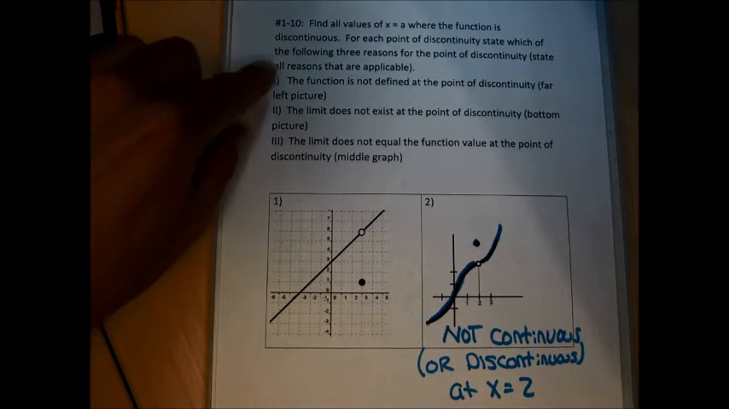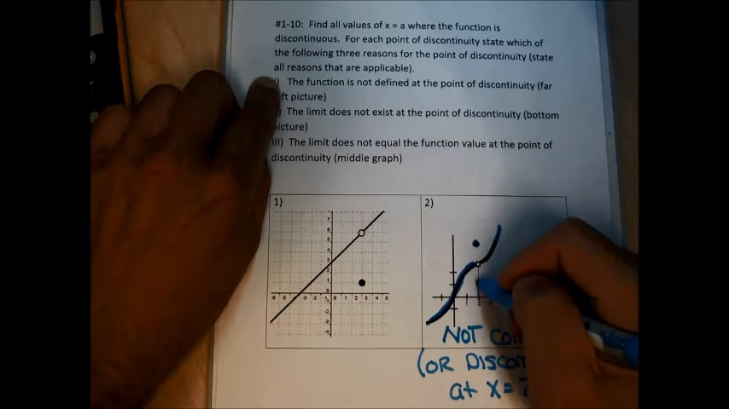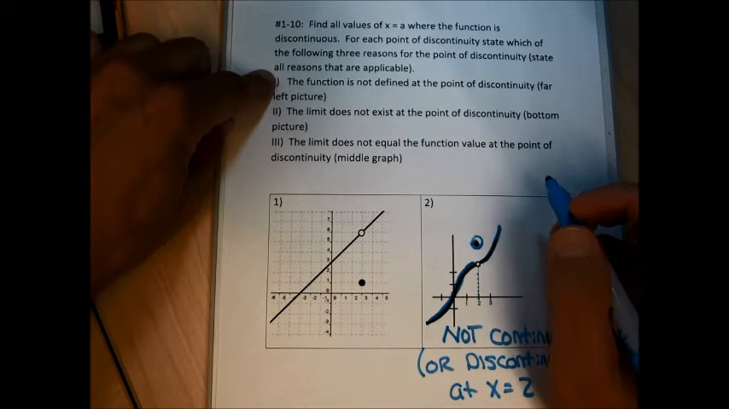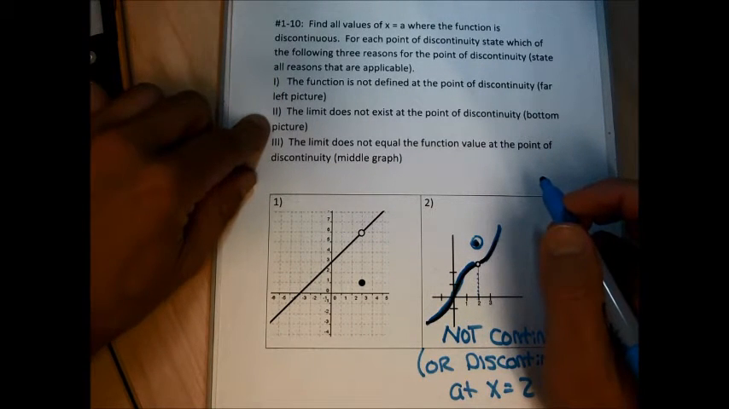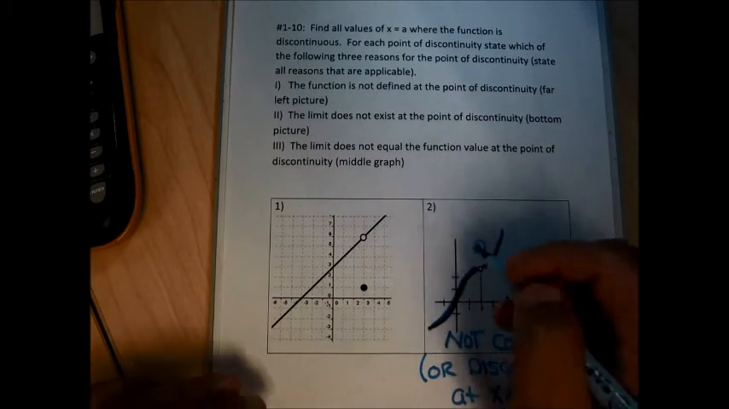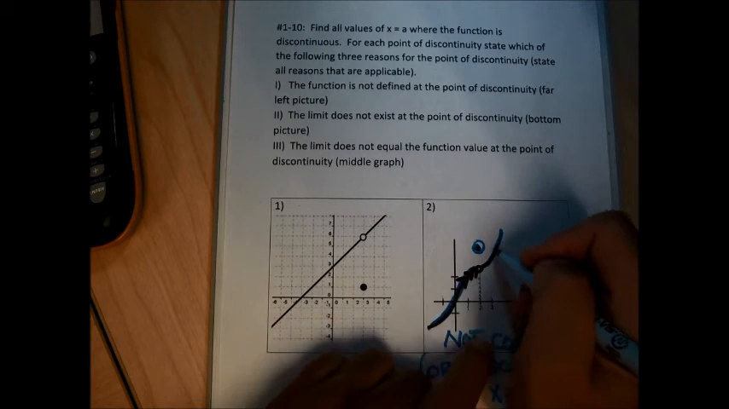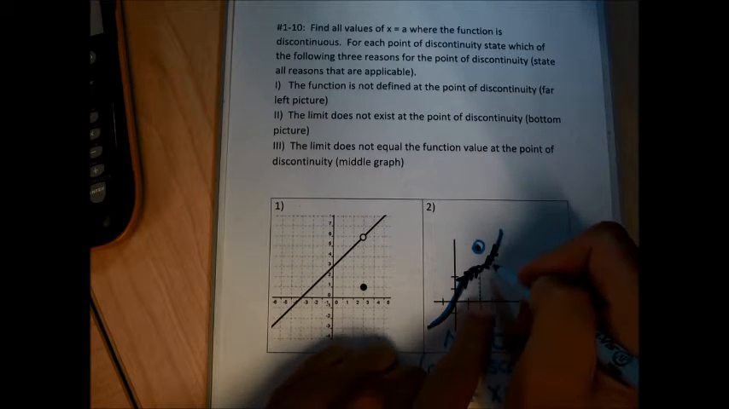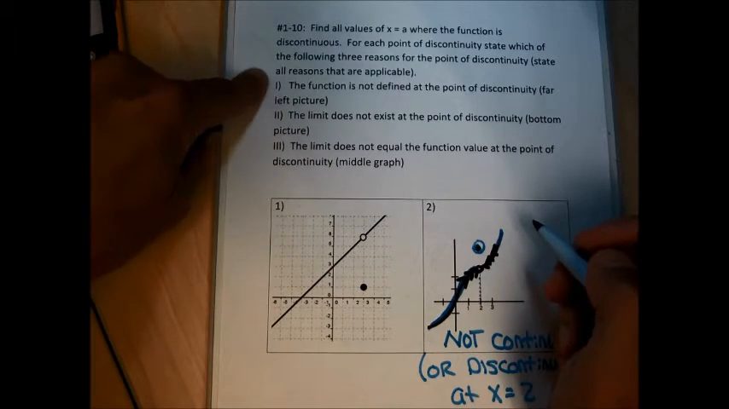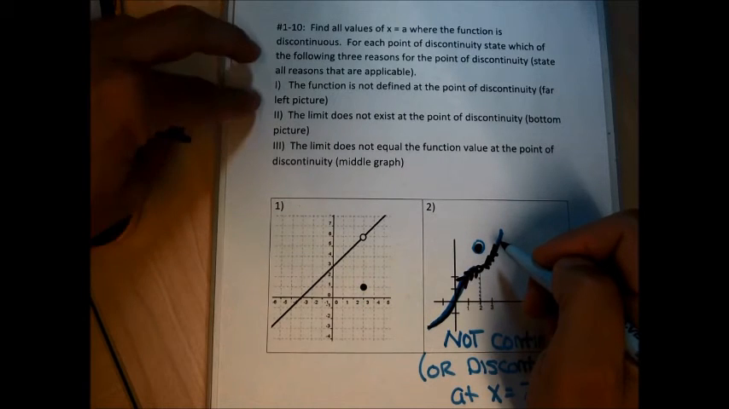Now, which reason? Reason 1 says the function isn't defined at the point of discontinuity. Well, it's defined at x equal to 2 because there's a solid dot above x equal 2. So that reason isn't good for me. The next reason, the limit doesn't exist. Well, the left-hand limit would be the y-coordinate of that open circle, and the right-hand limit would also be the y-coordinate of that open circle. So the limit exists. The function's defined at that point. It's this value here. The limit exists. It's the y-coordinate of that. So the first two don't go.